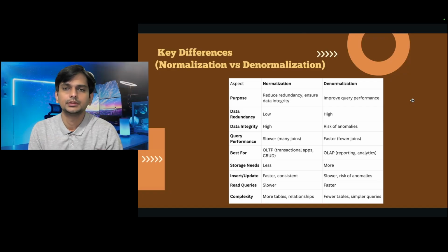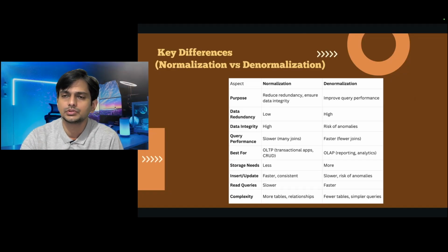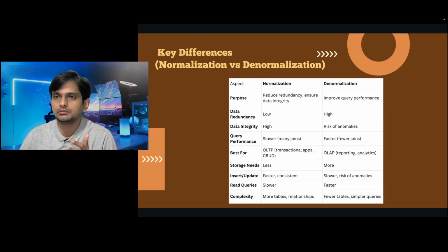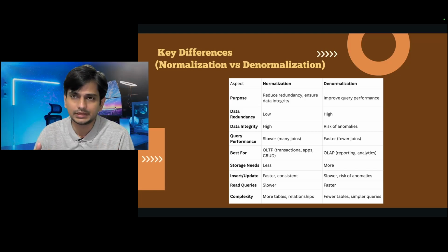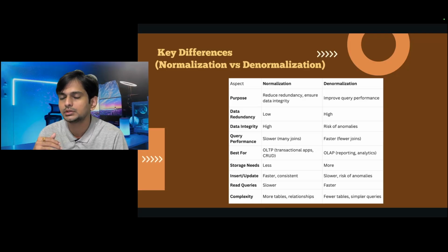Now let's see the key differences. Normalization reduces redundancy, denormalization increases redundancy. We've already seen that. Normalization ensures integrity, denormalization improves query speed. That's the key here. There's always a trade-off between query speed and integrity. When you need good query speed, sometimes you cannot guarantee data integrity, and you can have some anomalies like delete and update anomalies.